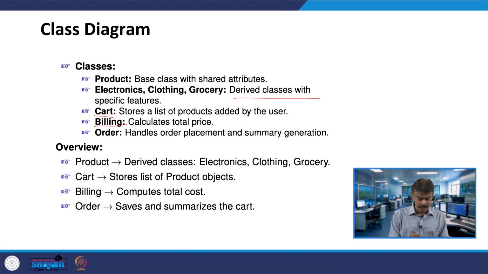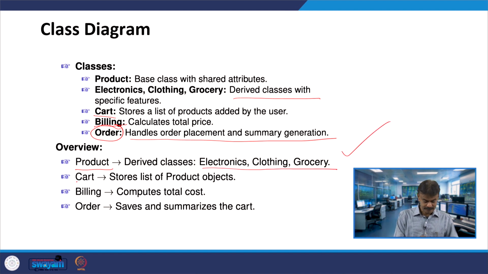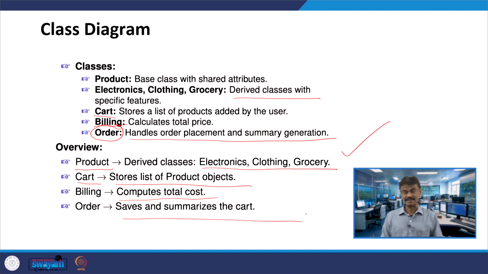Next, you are going to have the order class, which will handle order placement and then summary generation. That means product is the base class and the derived classes are electronics, clothing and grocery. Cart is another class which stores a list of products, billing computes the total cost, and order saves and summarizes the cart. Whatever the user has chosen in the cart will be saved and summarized. These are all the classes that we are going to make, and then we will go to the main program and run the code.